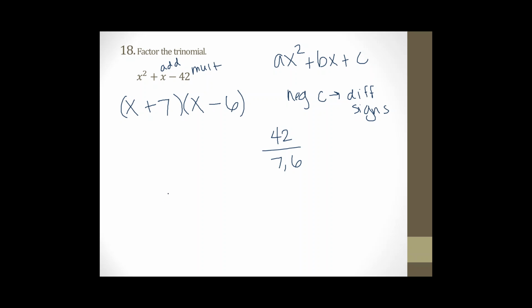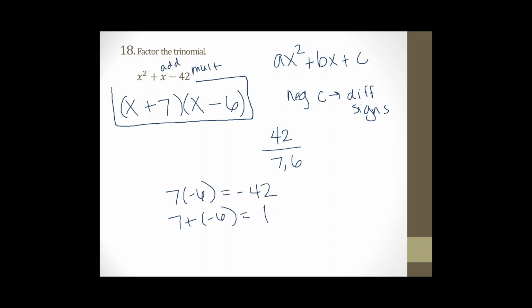And that's because 7 times negative 6 equals negative 42, which is what we needed to happen. And then 7 plus negative 6 gives me that 1 that I need, which is the 1 here, which is B. So our final answer is x plus 7 times x minus 6. All right. Any questions about factoring trinomials with the leading coefficient of a 1?